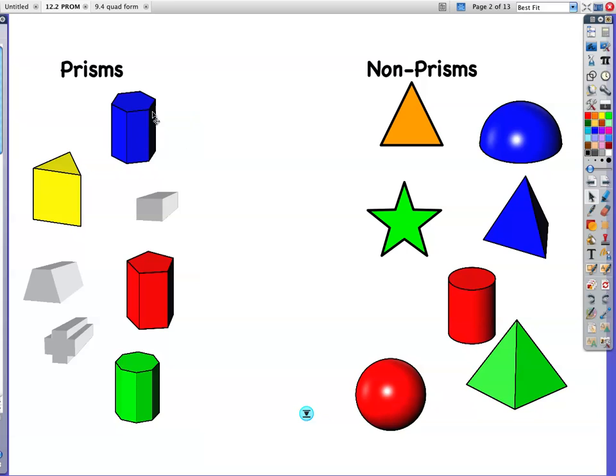Normally if this was in class, I would have you move these around, but I've already categorized them. They were all mixed up before. Prisms, look here. The bases are going to be the same. This up here is the base. There's actually another triangle underneath. Bases are the same.